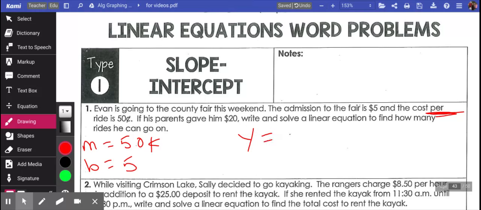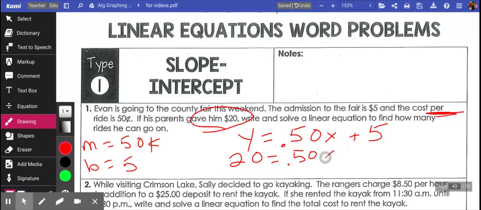So we have y equals 0.5 or 50x. It doesn't matter. I'll do 50 cents. 0.50x plus $5. And then when you solve it, you know you're going to minus 5. Or sorry. Okay, hold on. If his parents gave him $20. So now we need to fill in the $20 for the y because we're solving for x.